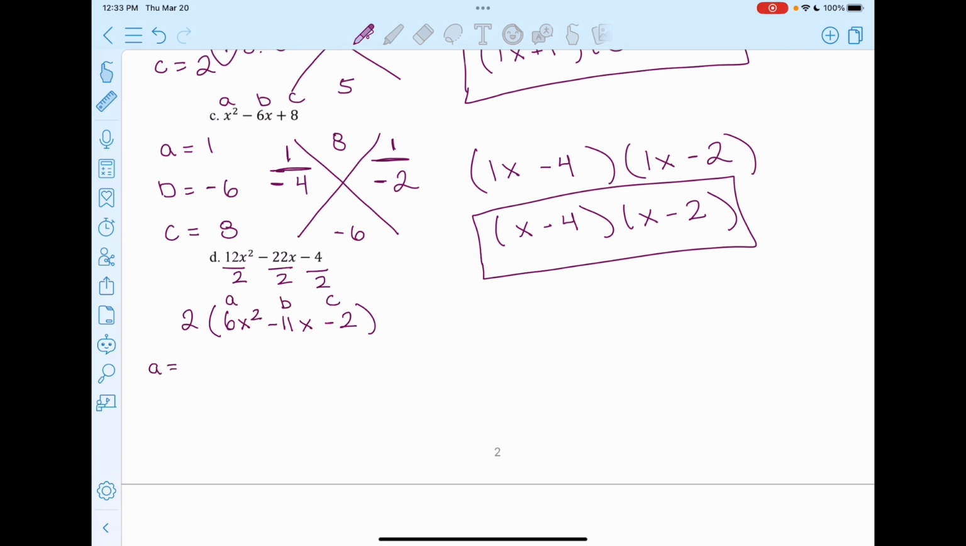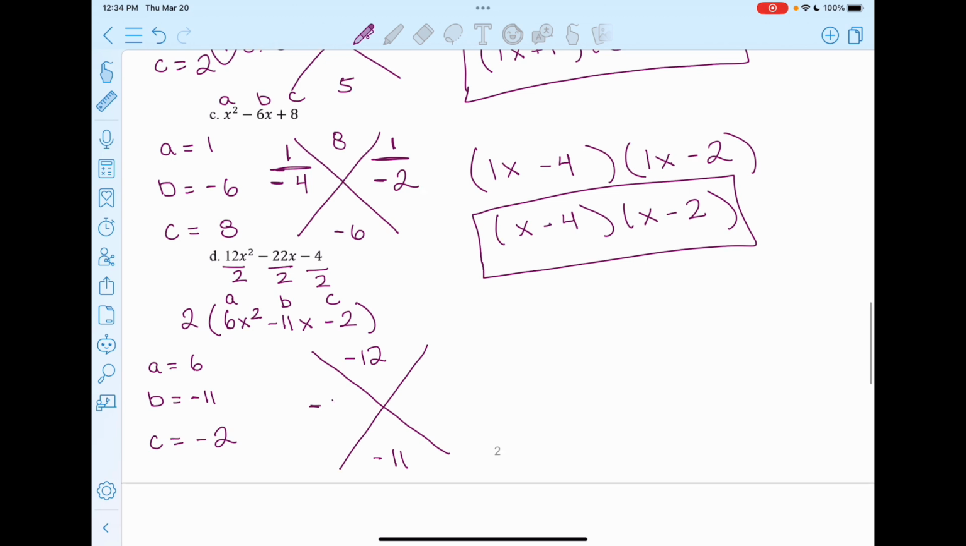Now my a value is 6, my b value is negative 11, and my c value is negative 2. 6 times negative 2 is negative 12, and negative 11 goes on the bottom. If I want to multiply to a negative, then only one of my values is going to be negative. I think I'm going to go with negative 12 and positive 1, since that will multiply to negative 12 and add to negative 11. I then put my a value on top and simplify my fractions if possible.